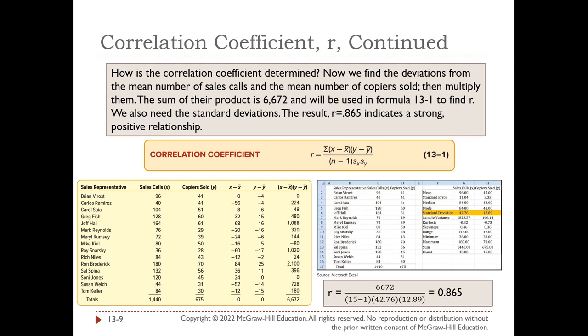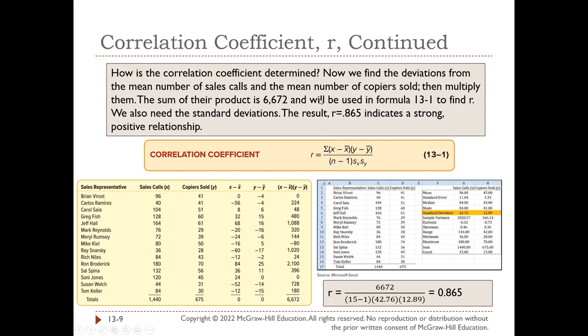So, how is the correlation coefficient determined? Well, now we find the deviations from the mean number of sales calls and the mean number of copiers sold. Then multiply them. The sum of their products is 6,672. Okay? And it will be used in formula 13-1 to find r. We also need the standard deviations. The result, r equals 0.865, indicates a strong positive relationship.